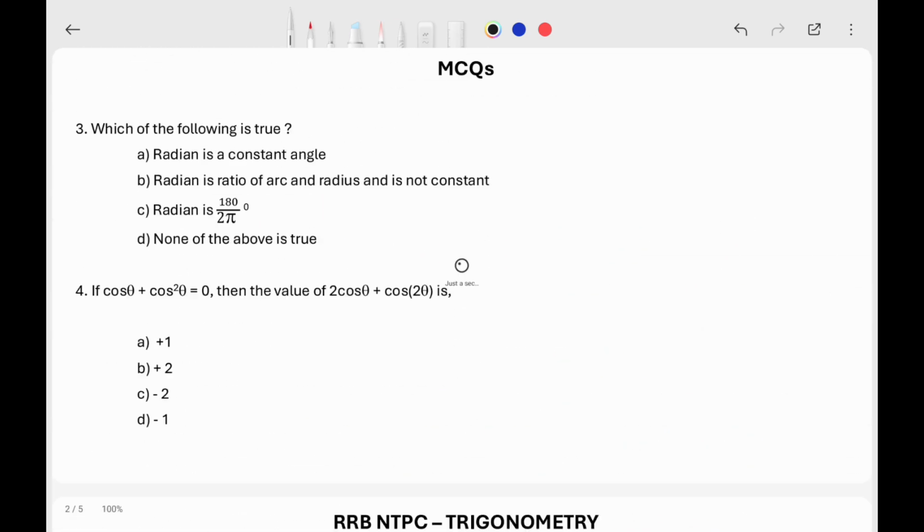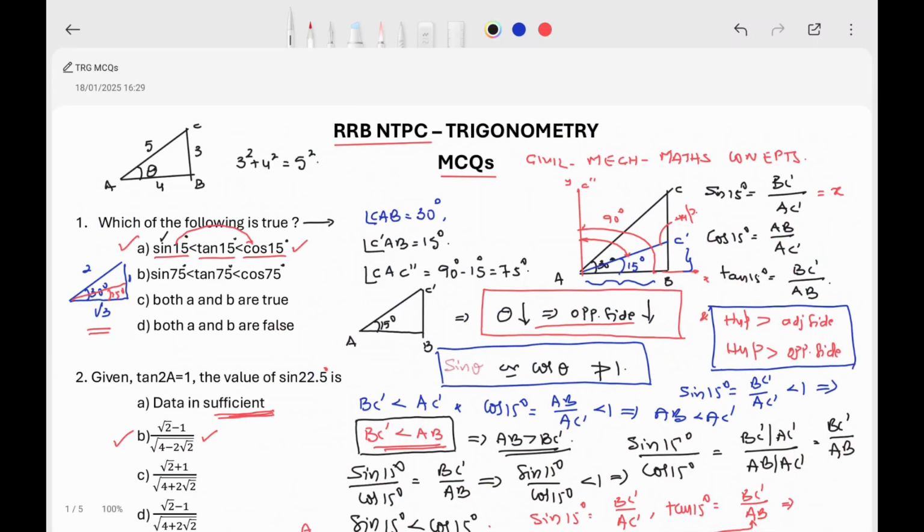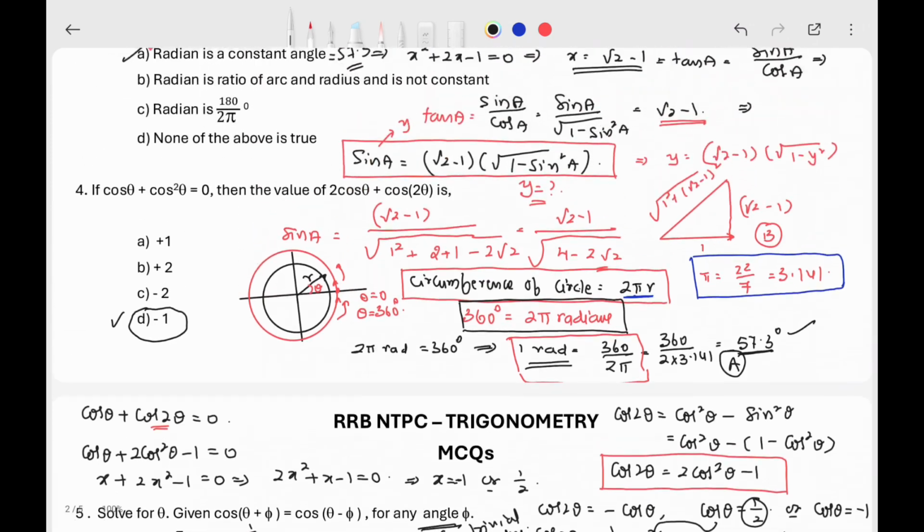If you see how in-depth the problems are, once you understand, like sin 15 is less than tan 15 is less than cos 15, but the same thing may not be true for sin 75, tan 75 and cos 75. There is no typical formula for it. You have to understand the concept and do the problem. Similarly, tan 2a is equal to 1, the value of sin a where a is equal to 22.5.